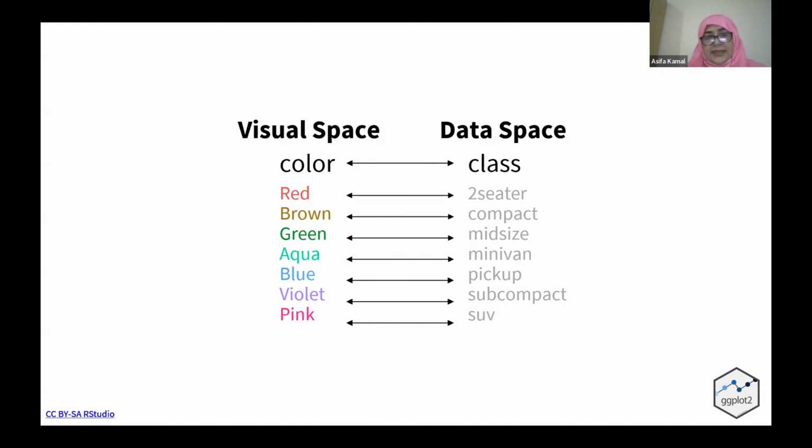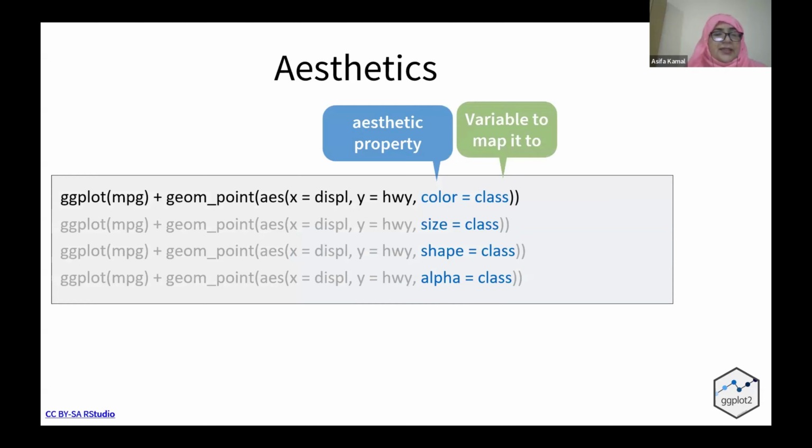So here class is another variable in the mpg dataset, and it tells us about the type of car. When we map class with the color aesthetic, it automatically assigns a color to each type of car and displays the legend automatically. So here is the code in which we have used color as the aesthetic property, and we map it to the variable class.